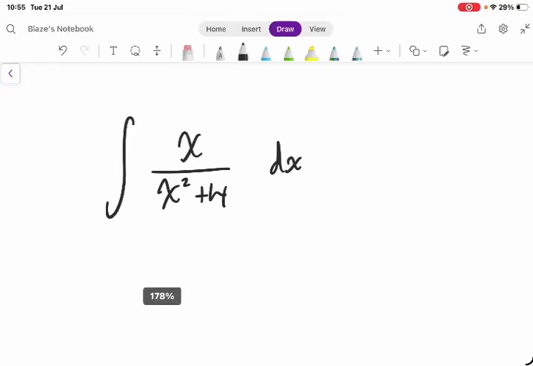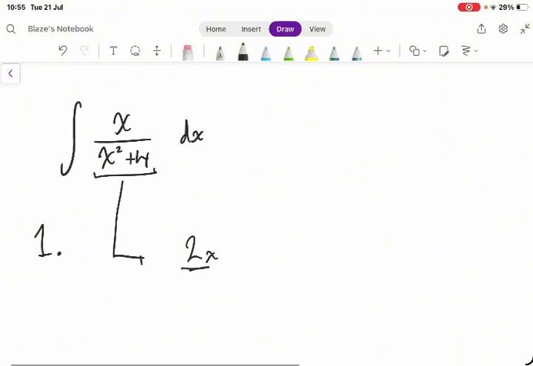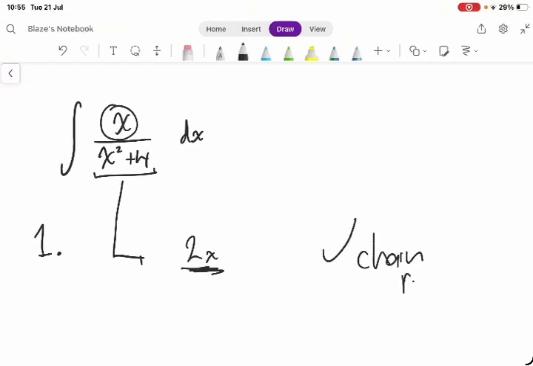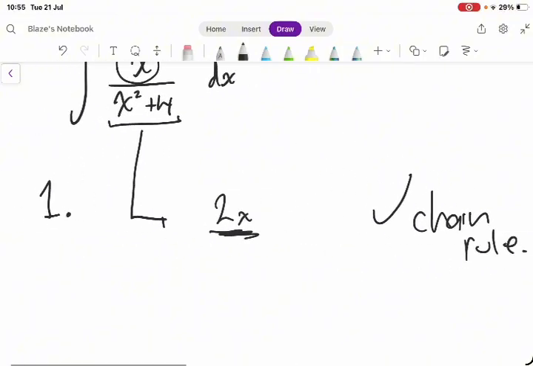And first of all, to check if it's a reverse chain rule question, you get the higher power expression. So obviously there's the top expression and the bottom expression. The higher power one is at the bottom. So we're going to differentiate that. So derivative of this is 2x. Then if this 2x is a multiple of this x here, which it is, then you say yes, it is a chain rule. Brilliant. So now that we know it's a chain rule, we're going to actually do the reverse chain rule.